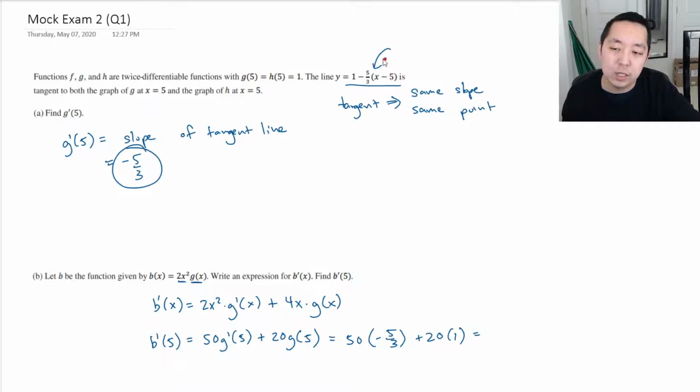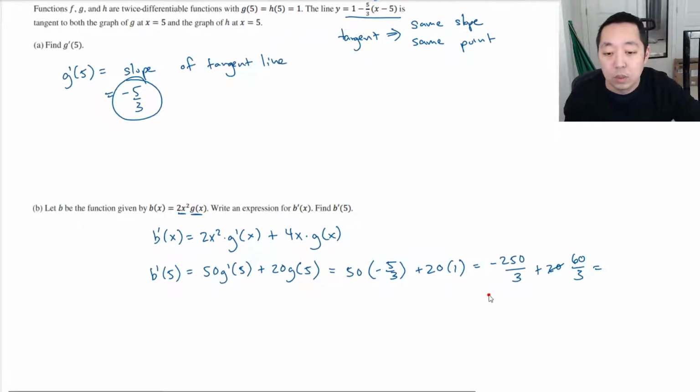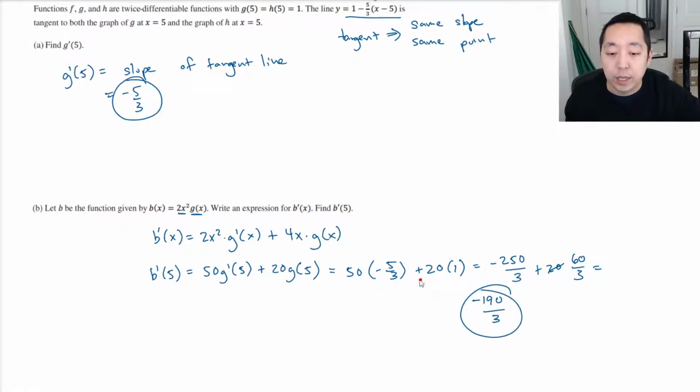But I was going to say you can plug 5 into the tangent line, and you would get 1, because the tangent has to touch the point. They didn't really have to give this to you, but I think they just did it for simplicity. And then this is 20, and I would use a calculator, I guess, just to save time. So 50 times negative 5/3 is negative 250/3, plus 20, which is 60/3, and so that's negative 190/3, and that's not divisible by 3, so that would be my answer.